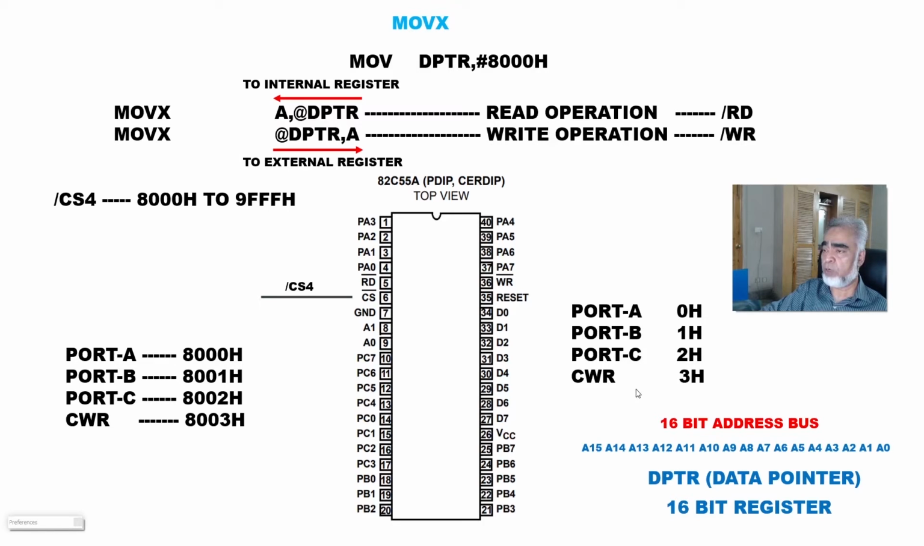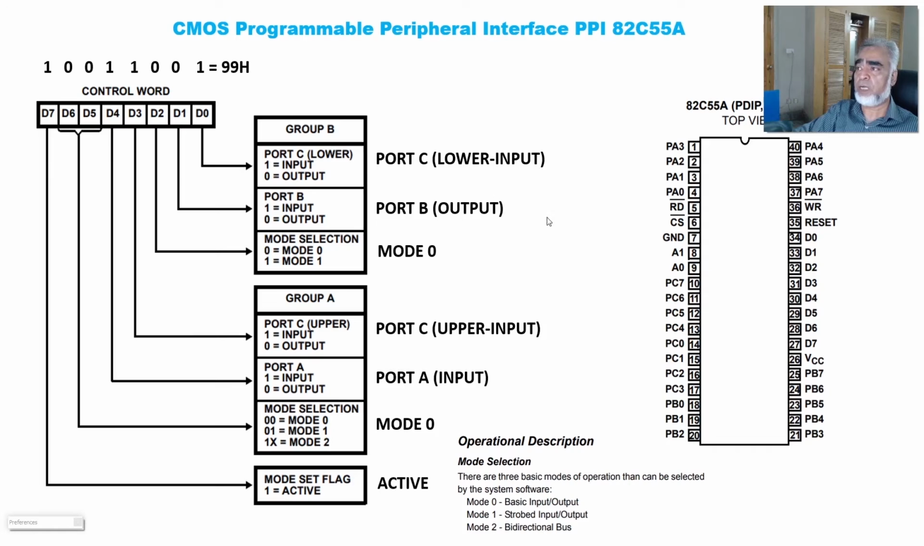Now we'll learn how to configure the control word register for port A, port B and port C for their different configurations for input and outputs. If we go through the data sheet of the 8255 PIA, we can find the control word register, and here we can find different bits of the control word register, that is from D0 to D7. If the status of bit D0 is 0, then port C lower will be output, and if the status of this bit is 1, then port C lower will be input. Similarly, if the status of bit D1 is 0, then port B will be output, and if the status of bit D1 is 1, then port B will be input.